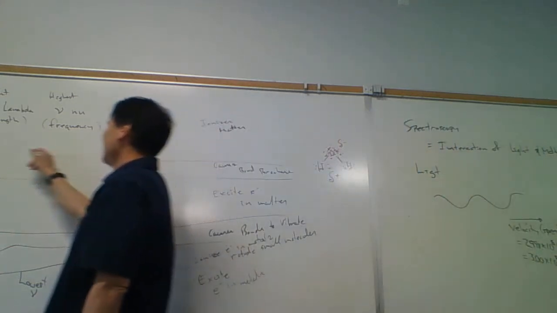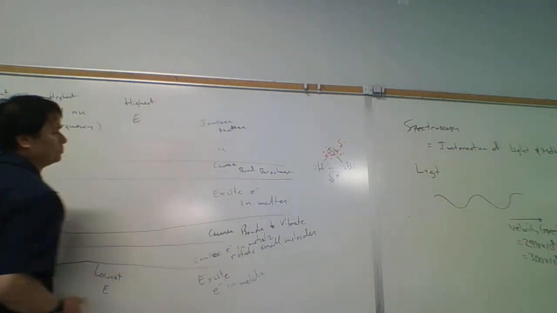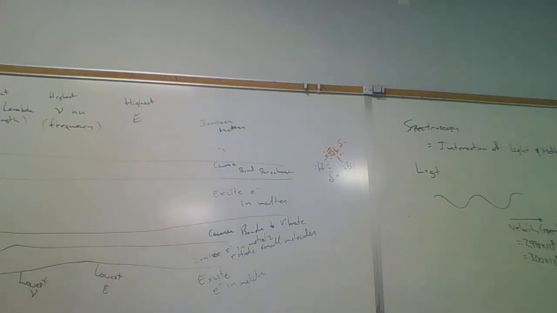And then X-rays ionize matter like gamma rays. So they can excite the electrons too much. It causes ionization to occur.